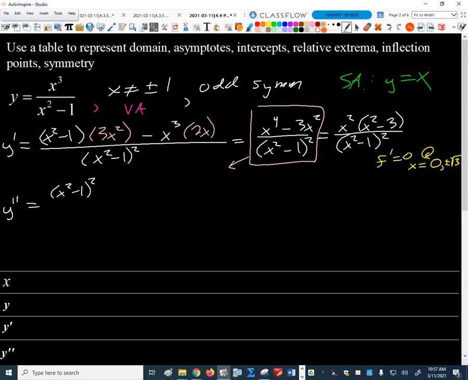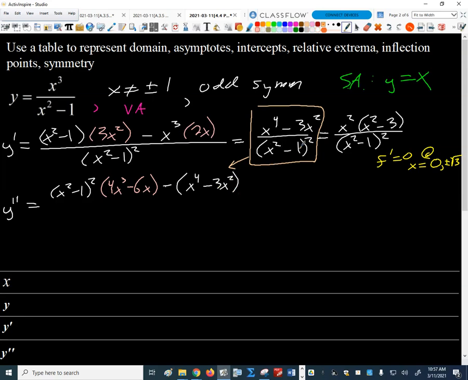D high is going to be, what are we going to get here? So I'm going to get 4x cubed minus 6x, minus high x to the fourth minus 3x squared d low. And that's a chain rule issue, isn't it?